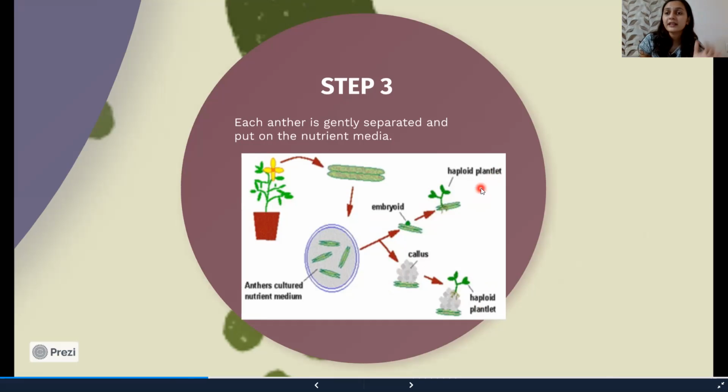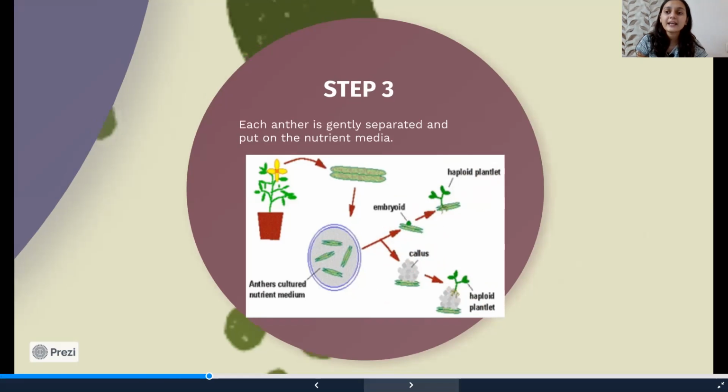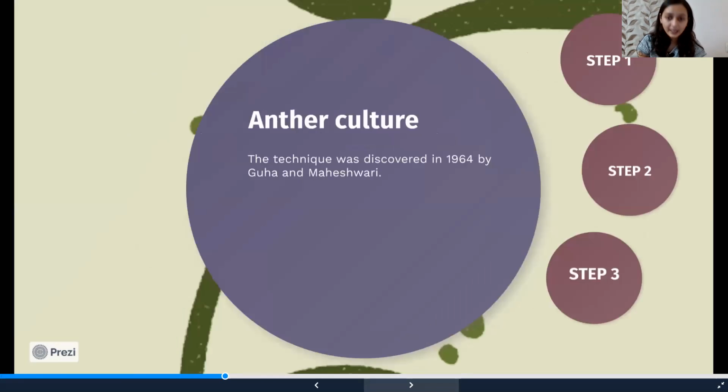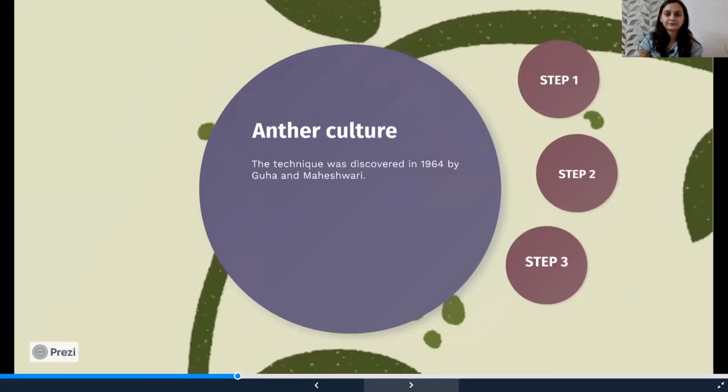So here also we can see two types of anther culture, either direct anther culture, where haploid plants are formed directly from the embryoids, or indirect, which means callus is formed in this type of anther culture, and then after haploid plantlets are obtained. So these were the types of anther culture and the main steps for anther culture.